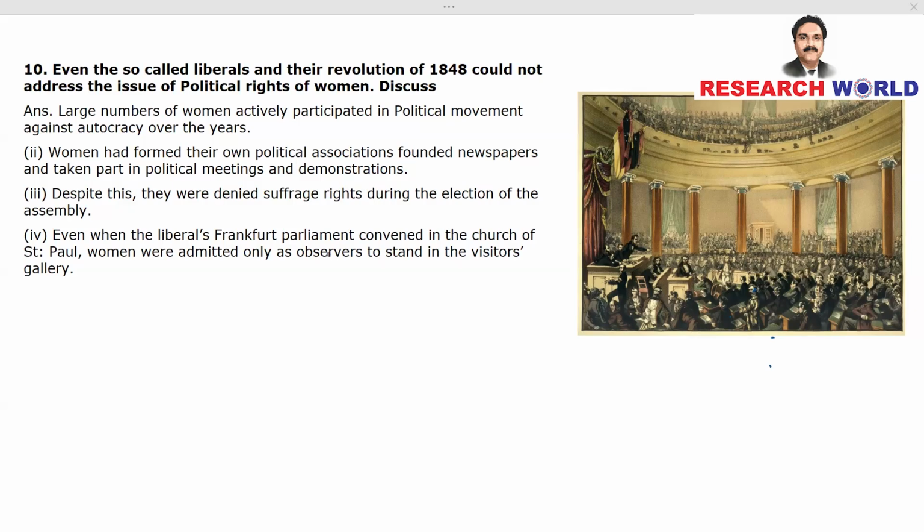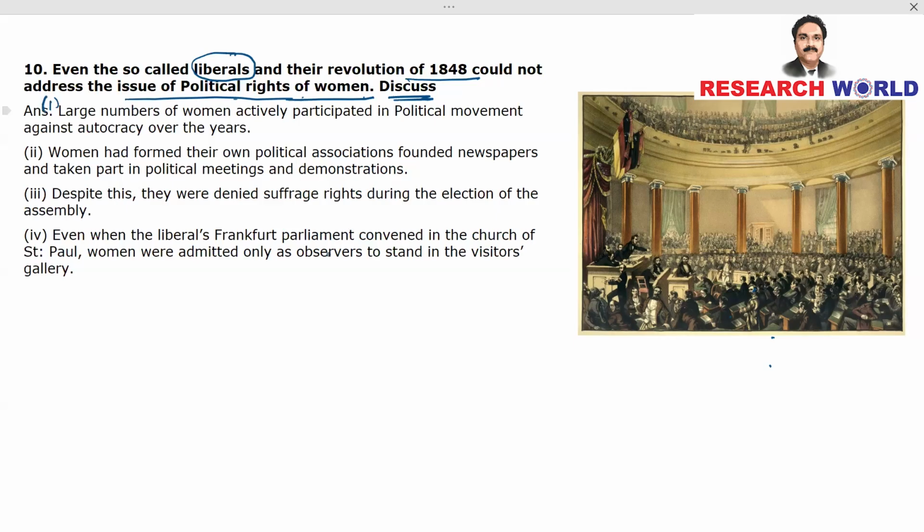Even the so-called liberals and their revolution of 1848 could not address the issue of political rights of women. Discuss. Okay. So the political rights of women were not addressed even by the so-called liberals. Liberals are people who have a liberal view on social life and political life. Their thought process is based on liberty and democracy. So even these liberals could not address the issue of women, especially their political rights. Discuss.